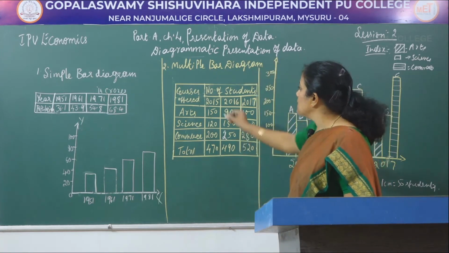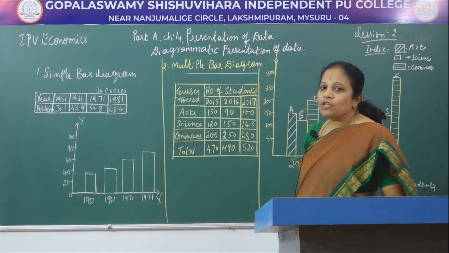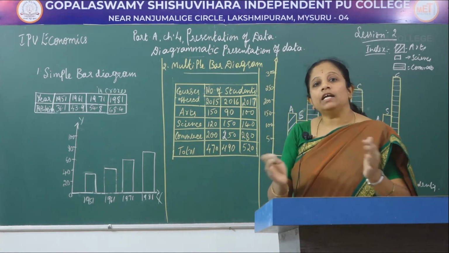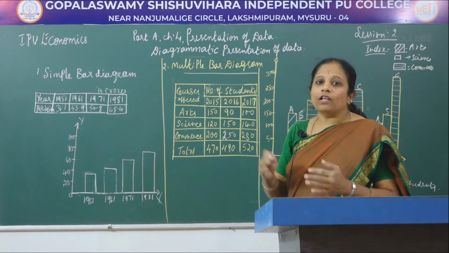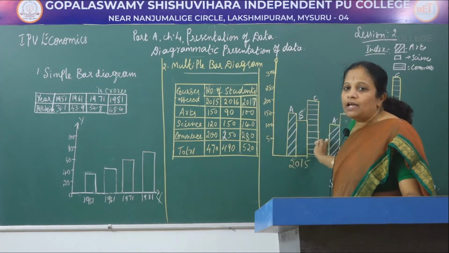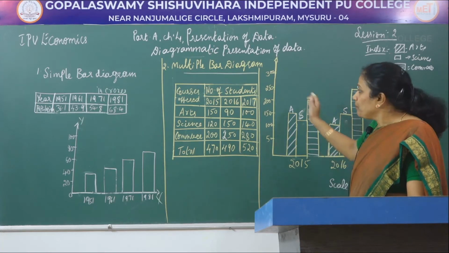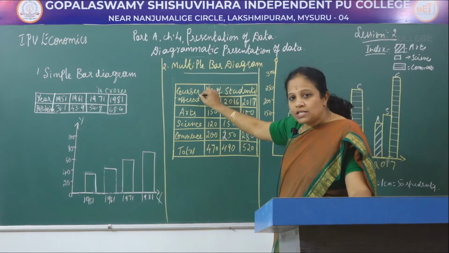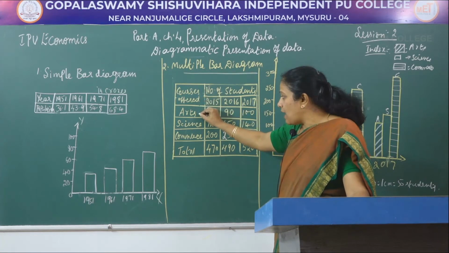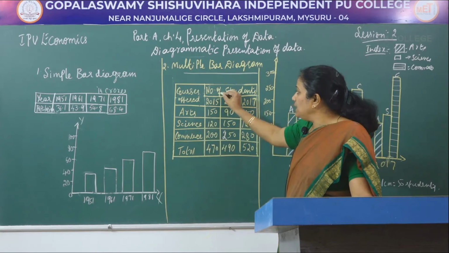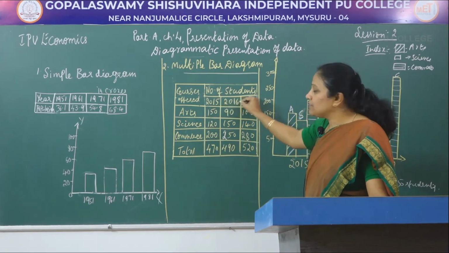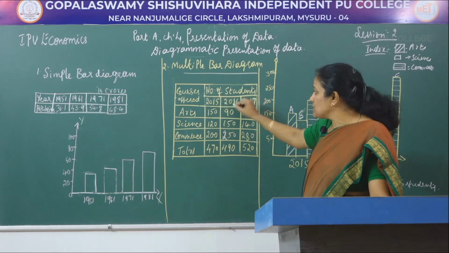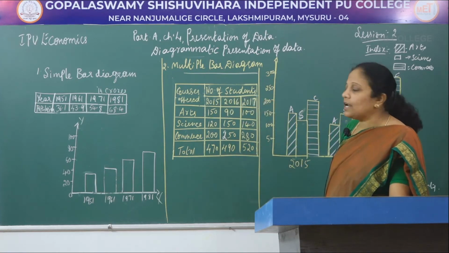The second one is multiple bar diagram. In the case of a multiple bar diagram, different data which are interrelated or interlinked will be presented in the form of rectangular bars. Here the data are given like this. The courses offered in a college were arts, science and commerce, and the number of students in the 3 years 2015, 2016 and 2017 are like this.